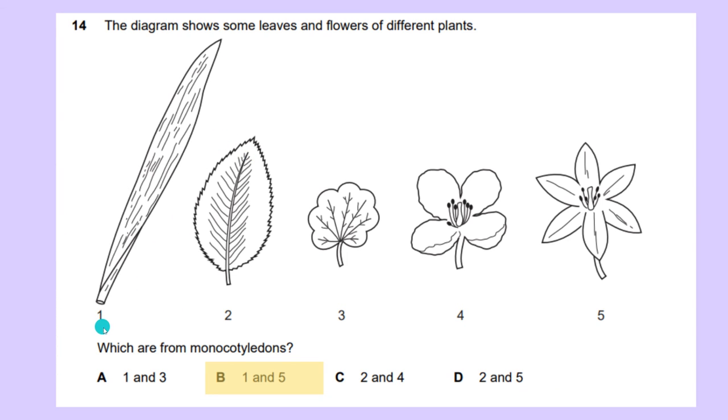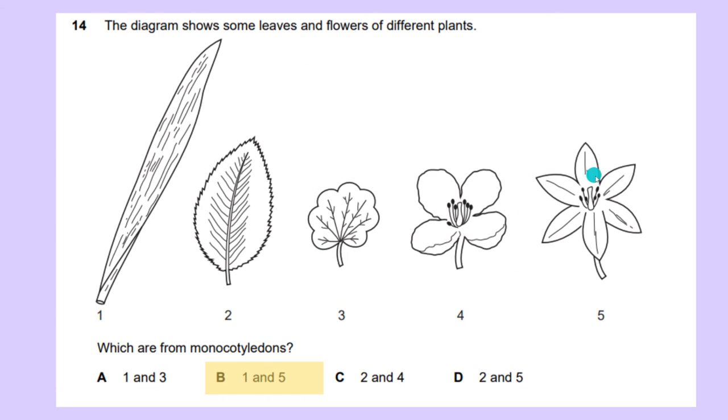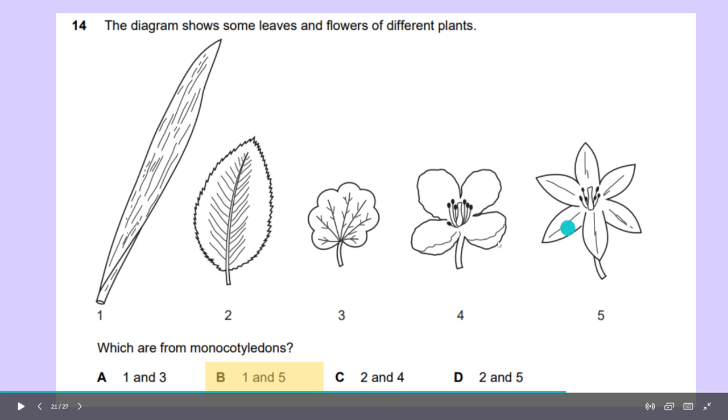So we can say that one is monocot, and from the flowers it is 1, 2, 3, 4, so it's surely not this flower. And then 1, 2, 3, 4, 5, 6, 6. Yes, so we can say that 1 and 5 are part of monocot, because as we know the flower parts should be in multiples of 3 and 6 is a multiple of 3. So the answer should be B, 1 and 5.